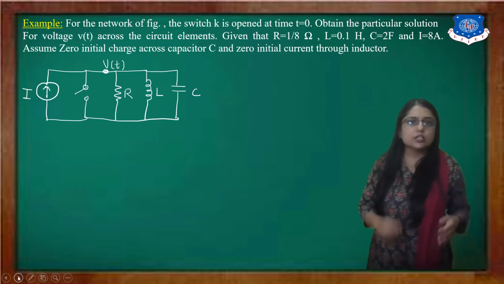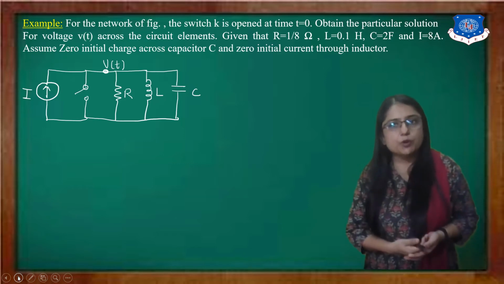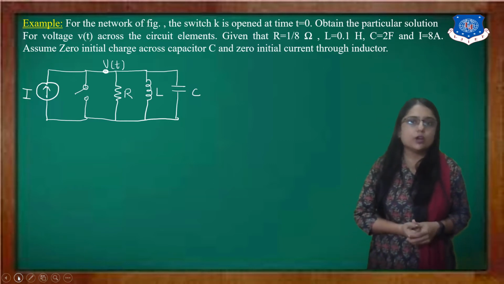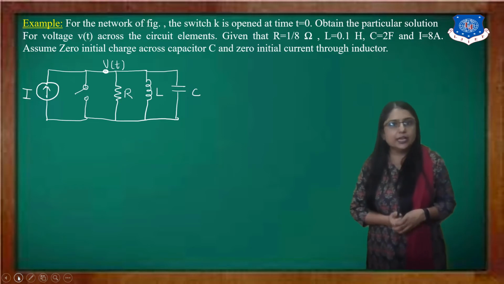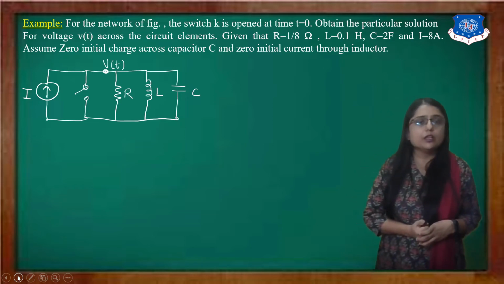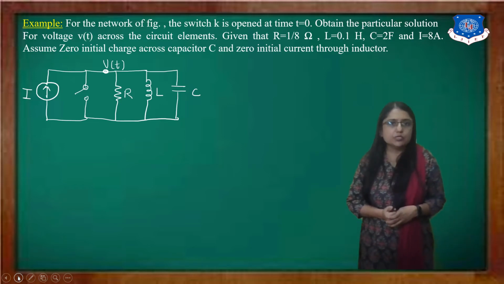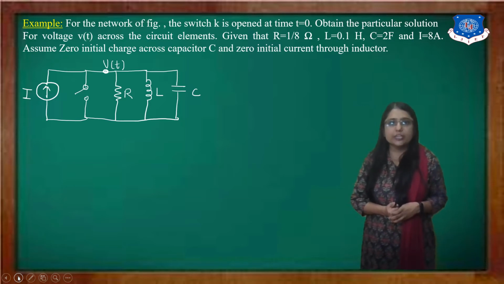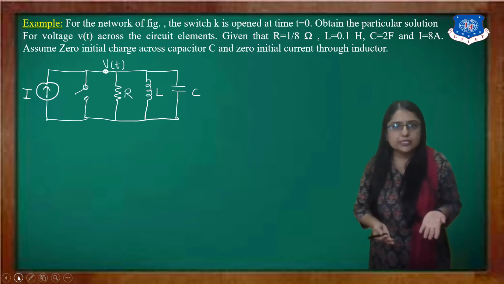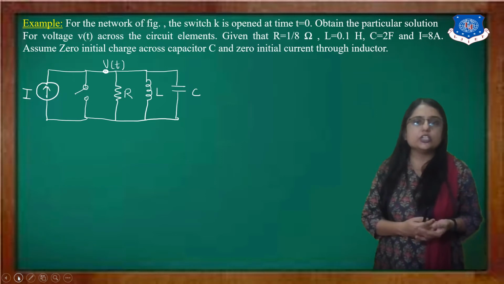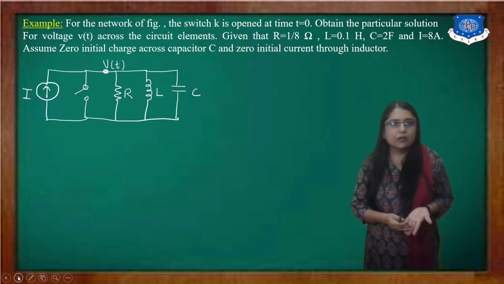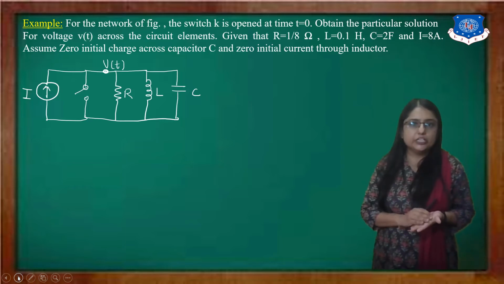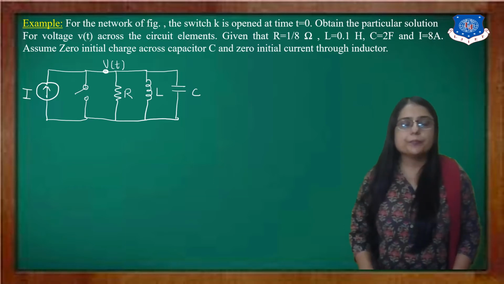The values of R, L and C are given. R is 1 by 8, L is 0.1 Henry, C is 2 Farad, and the current i is 8 ampere. One more thing is given: assume 0 initial charge across the capacitor and 0 initial current through the inductor. That means we have to assume 0 initial conditions.